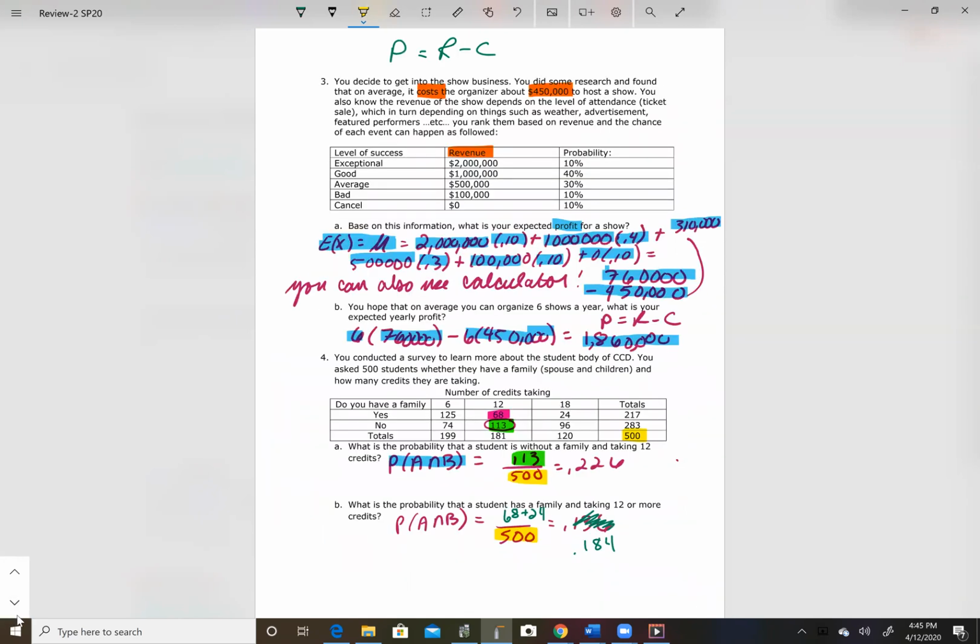The second one for B, I can't remember who, a couple people sent me and let me know. The question says 12 or more, and I answered it just using 68, which was the number for 12 credits only. So you're gonna need to go ahead and add 68 plus 24 on the numerator, divide by 500. That should change your probability to 0.184.